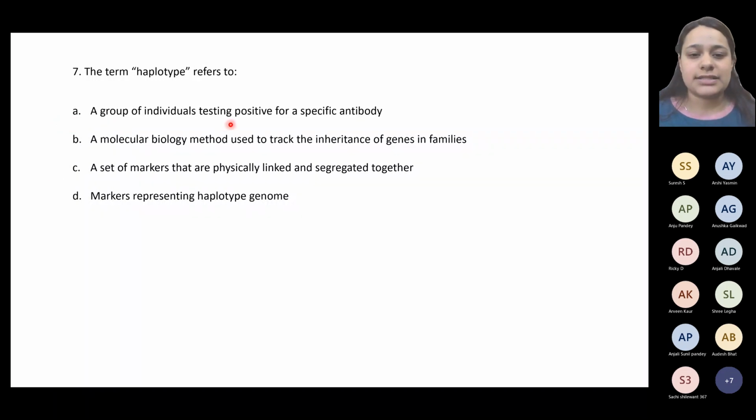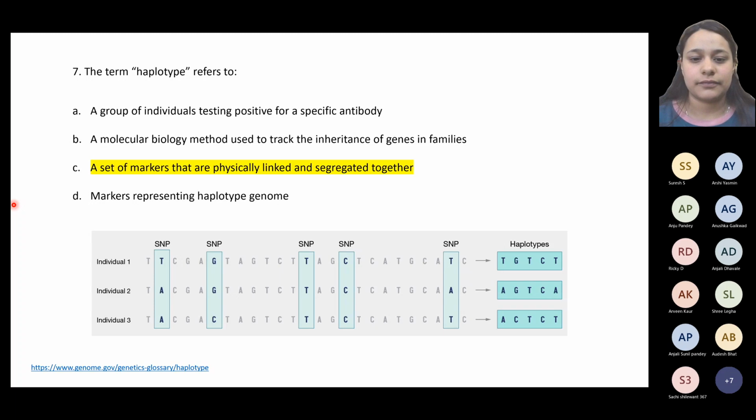So it says: a group of individuals testing positive for a specific antibody, or a molecular biology method used to track the inheritance of genes in families, or a set of markers that are physically linked and segregated together, or markers representing haplotype genome. So which one of these is a definition of the term haplotype? Okay, so let us see what the answer is. It is a set of markers that are physically linked and segregated together.